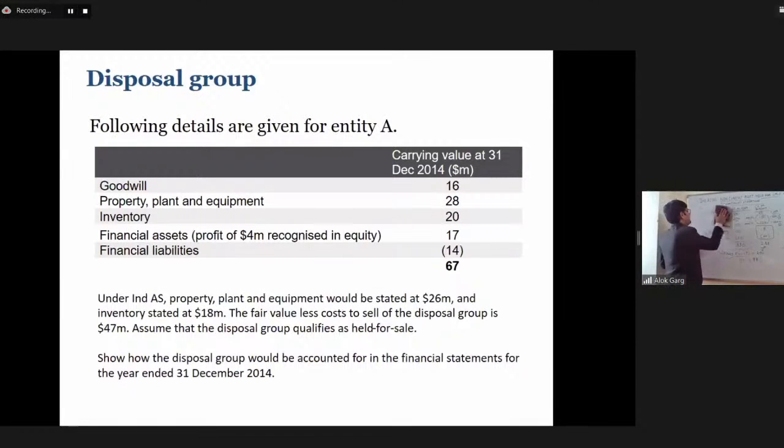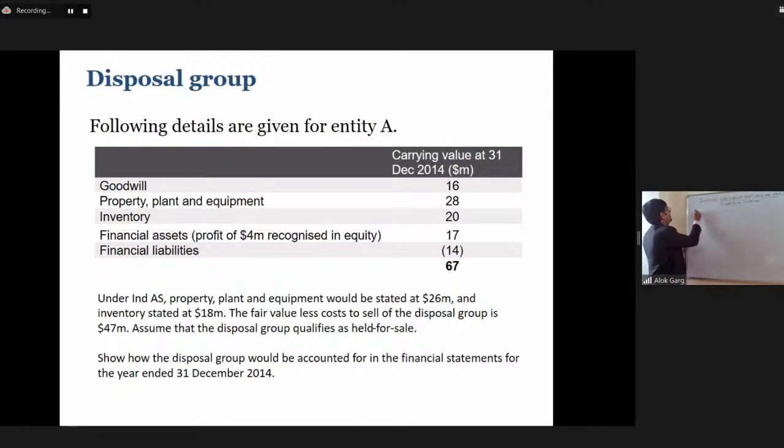If you will see this case study on the disposal group, so following details are given for entity A. What is given? Goodwill is given, PPE is given, inventory is given, financial assets is given, financial liabilities are given, total is 67. And these values are carrying value at 31st December 2014.